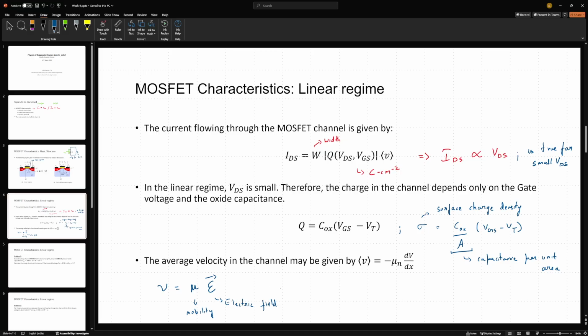Now for small VDS, what I can say directly is, since the change in VDS is very small, VDS is small, then I can automatically say that it is minus VDS by L, because there is only a very tiny change, and since it is so small, I can just average it very easily because there isn't much of a variation. So from this I can also readily write V average is equal to minus mu VDS upon L. So substituting this into this, we will get the expression for the linear current.